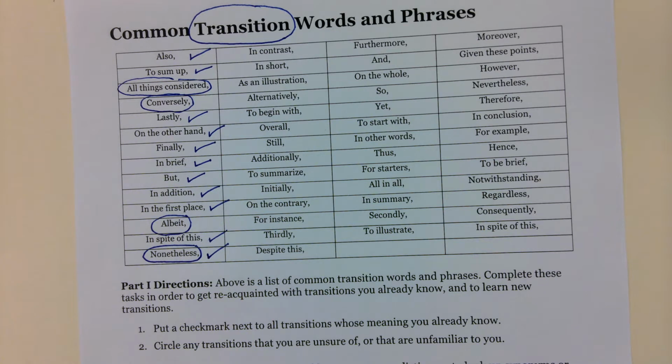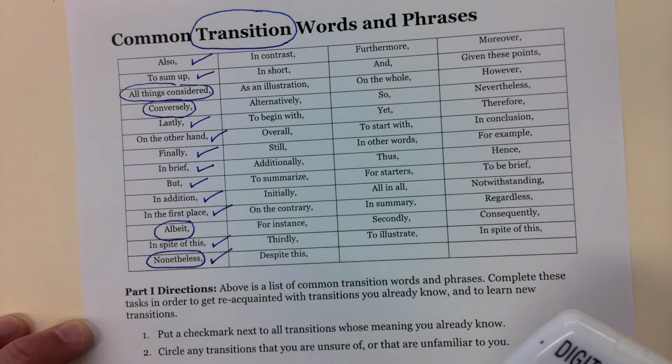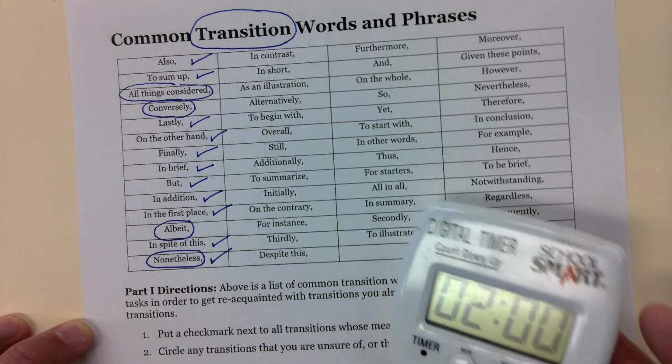But I'm going to put up a few minutes here to check out the other ones. In fact, it should only take you maybe 1 minute to go through each of these, maybe even less. So I'm just going to put up 2 minutes to start, and we'll go from there. 2 minutes. Put a check mark next to the words you already know and circle any of these transitions you don't know.